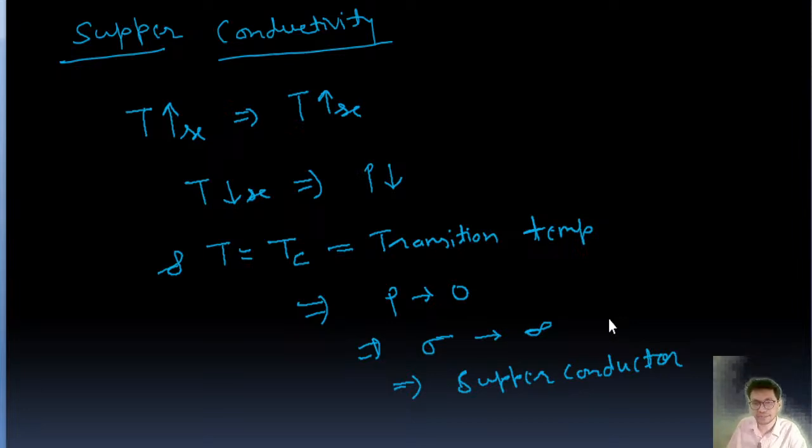So if we decrease the temperature of a material, resistivity is decreasing, and at a certain temperature, that is at critical temperature or transition temperature, the resistivity becomes 0 or tends to 0, and the current becomes very large, tending to infinite. That condition of the conductor is called superconductor. Resistivity becomes 0 and conductivity becomes infinite, and that is the state of superconductivity.